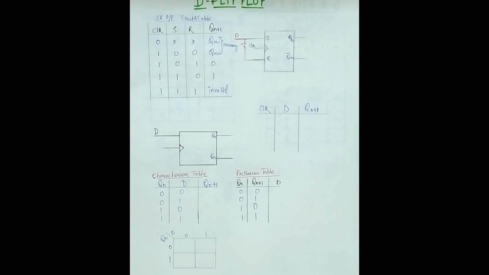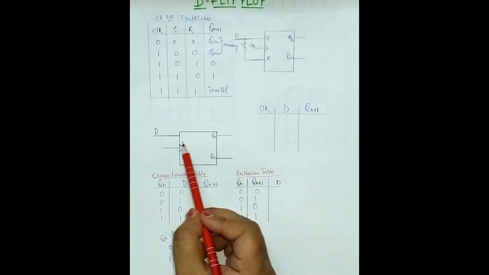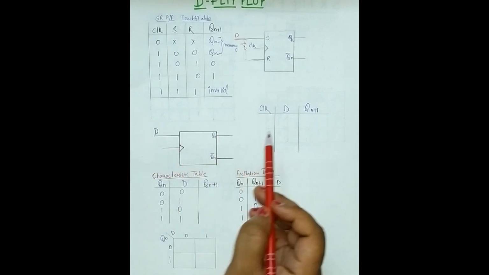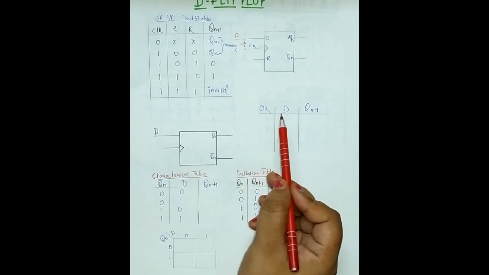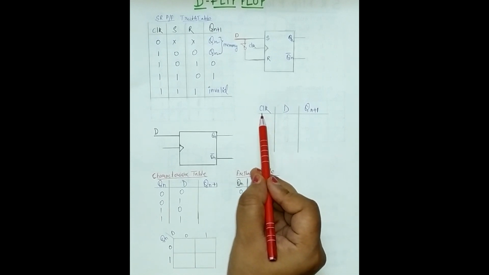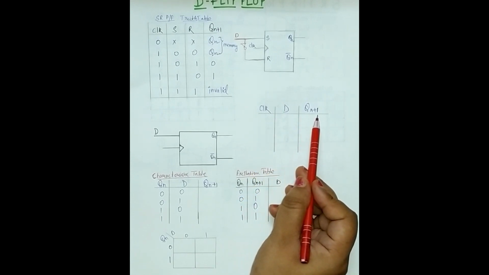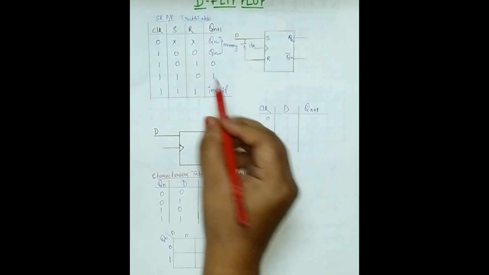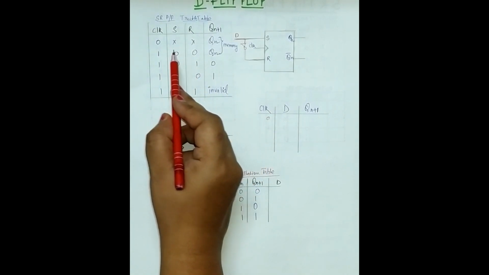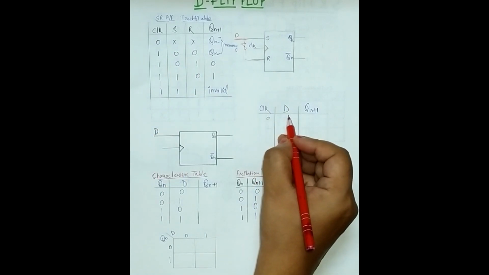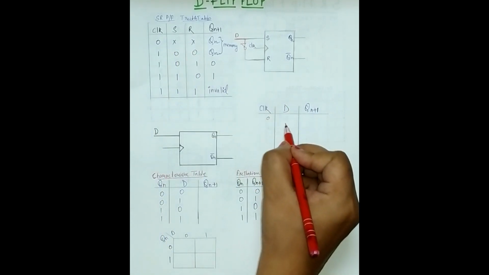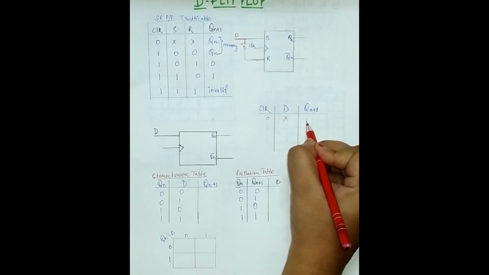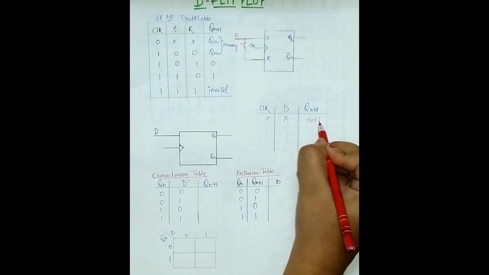Now let us derive the truth table for the D flip-flop. I have drawn this again in a simple way. The derivation is very simple. Write down clock, D, then next state Qn plus 1. When the clock value is 0, the input does not matter. What will be my next state? The output will hold; it will be memory.